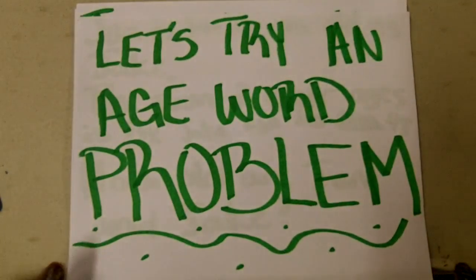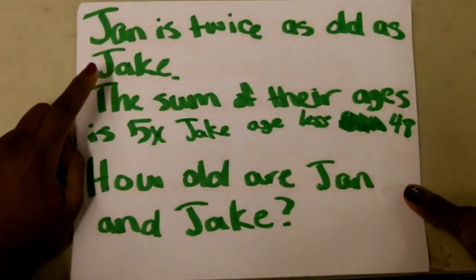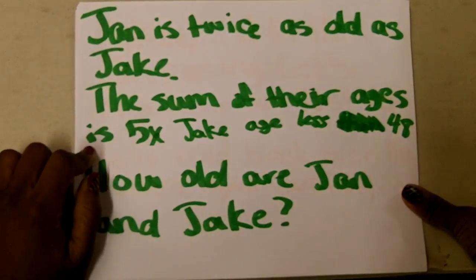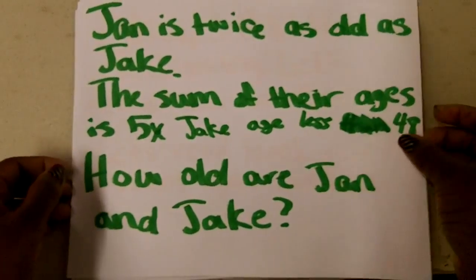Okay, let's try an age word problem. Jan is twice as old as Jake. The sum of their ages is 5 times Jake's age less 48. How old is Jan and Jake?